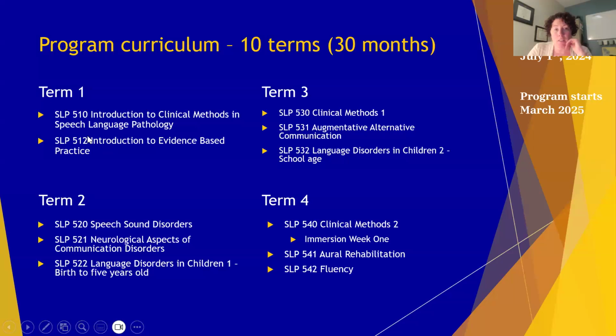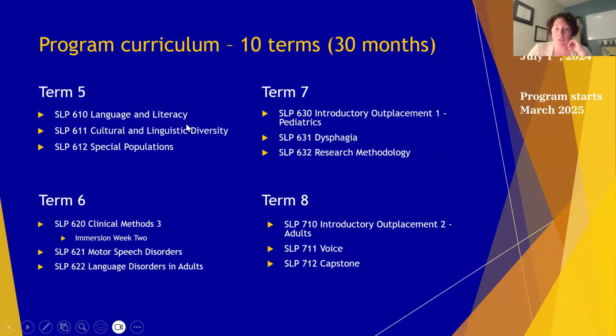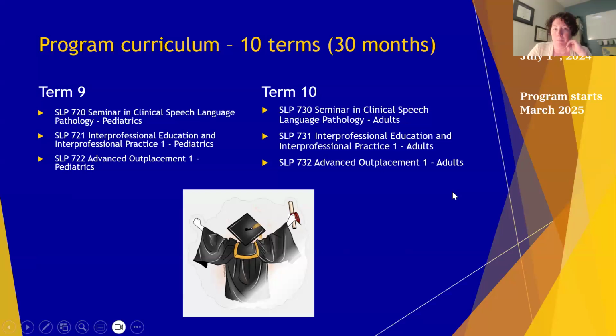And you can see that we have some clinical-based classes. So for example, one of the first classes is SLP 510. It's an introduction to clinical methods in speech pathology. And then it's built upon by clinical methods 1 in term 3, clinical methods 2 in term 4, and that includes an immersion week. And then building on to the rest of the immersion weeks, clinical methods 3, immersion week 2, and then the rest of the academic and content courses. The last 2 terms also include some seminar courses into professional education, again, in pediatric and adult.